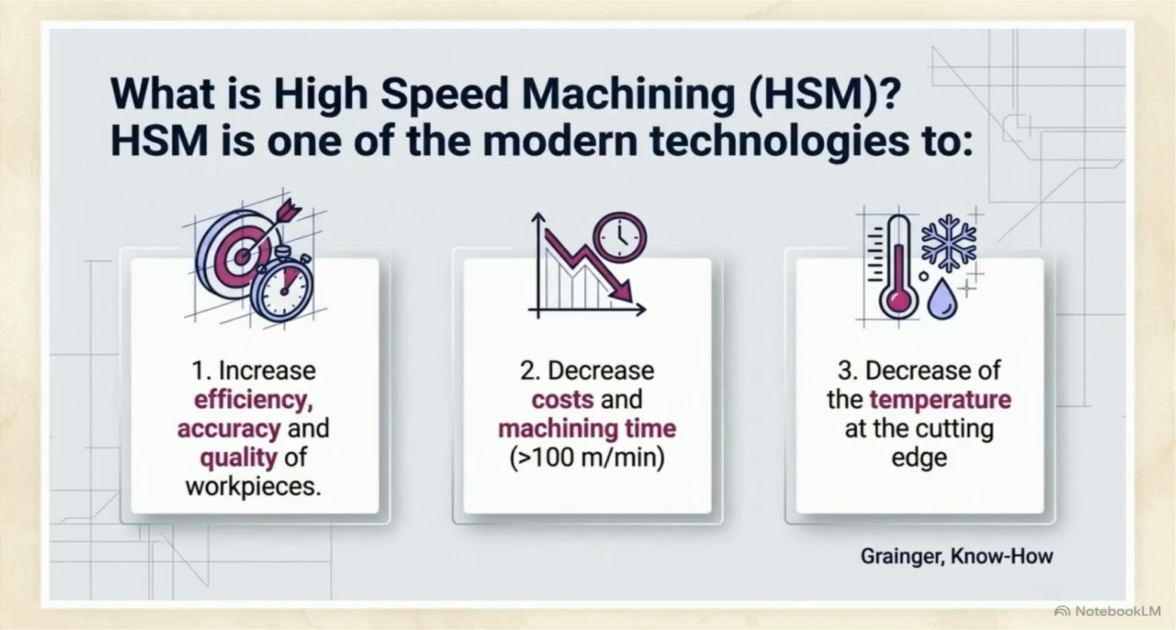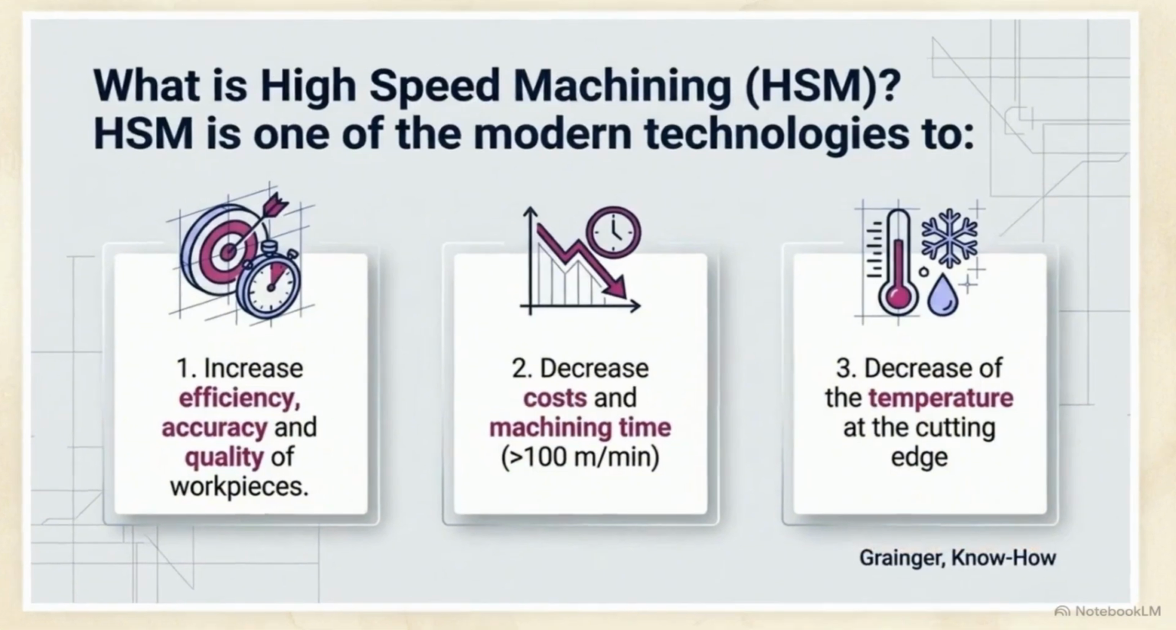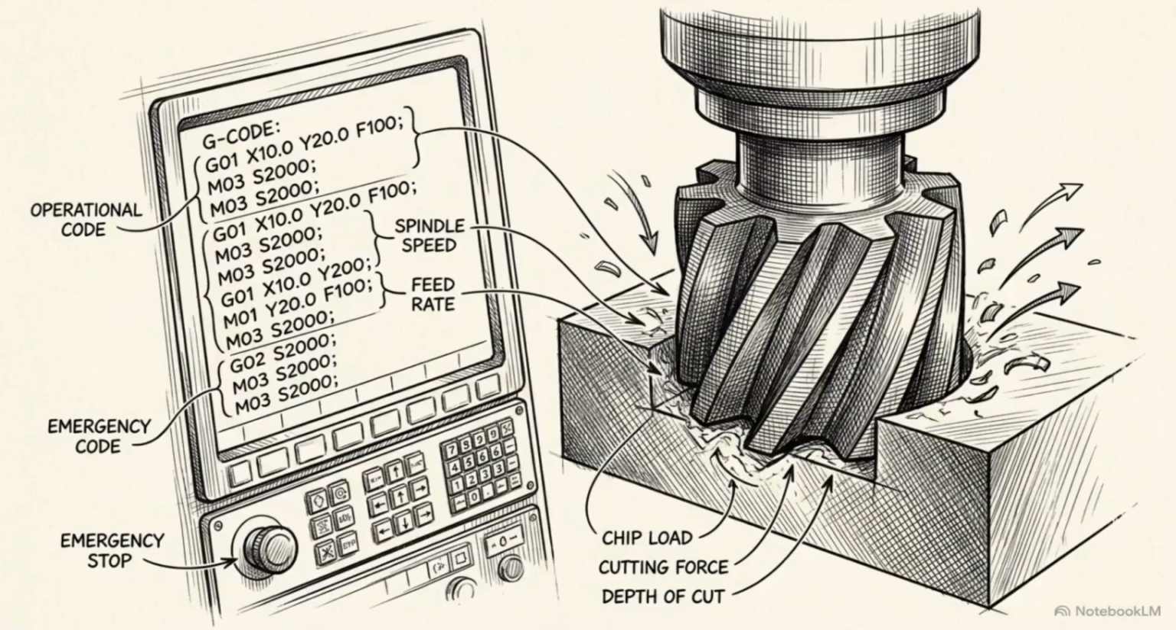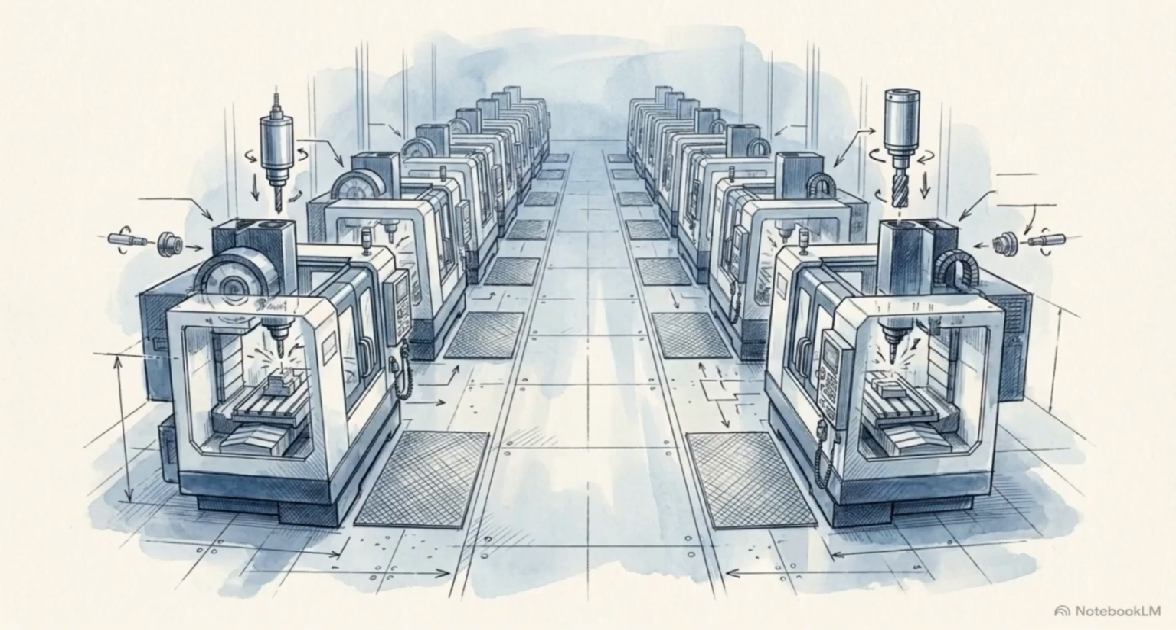This approach achieves three distinct objectives. It increases overall surface quality, decreases production costs, and regulates the temperature at the edge of the tool. Managing that thermal load is the critical physical mechanism that allows for continuous high-speed material removal without pauses for dissipation. This interaction between speed and thermal transfer establishes the physical foundation for the streamlined production models we will analyze next.